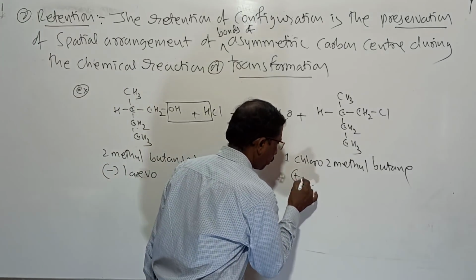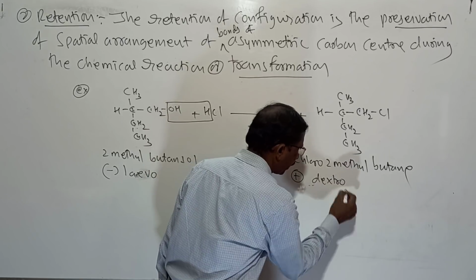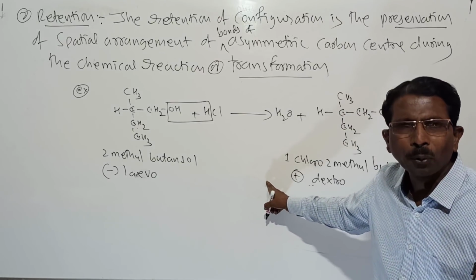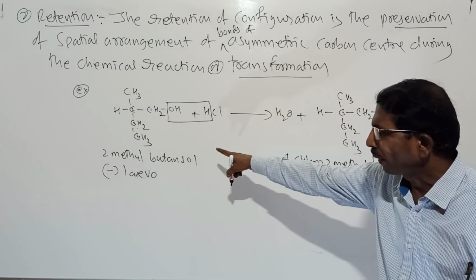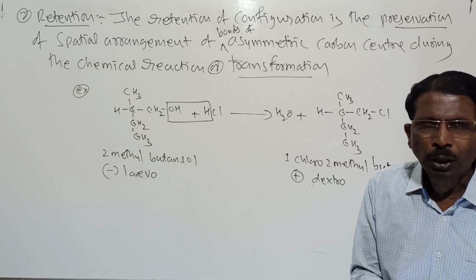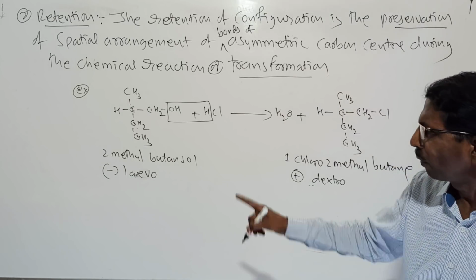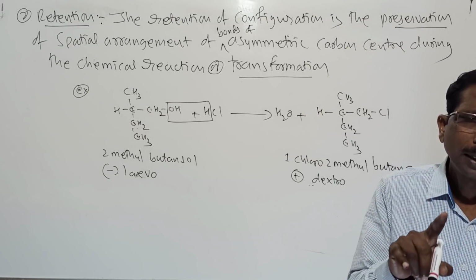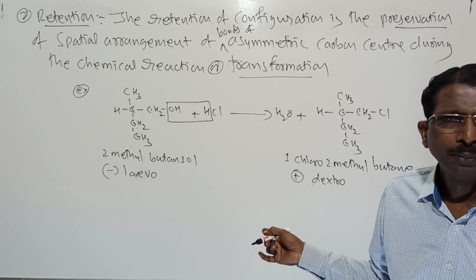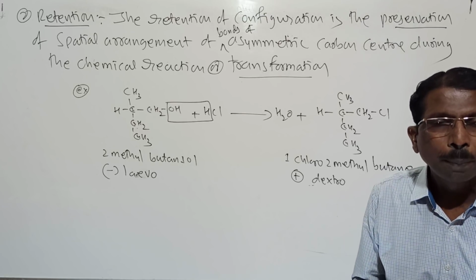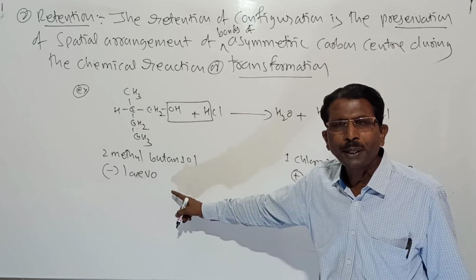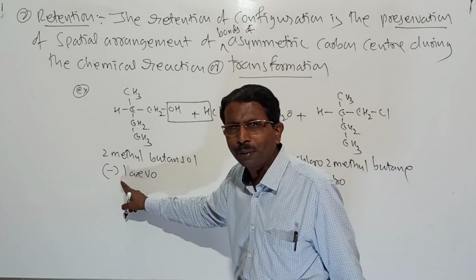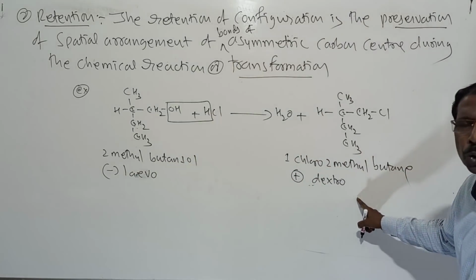Leorotatory has a negative sign, and dextrorotatory has a positive sign. Remember what I said? Here, the bonds are not broken. The configuration of reactant and product remains the same. That is retention of configuration. The configuration remains as it is, but the sign of optical rotation is changed. The reactant has a negative sign and the product has a positive sign.